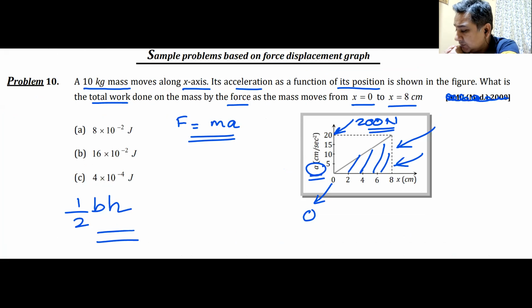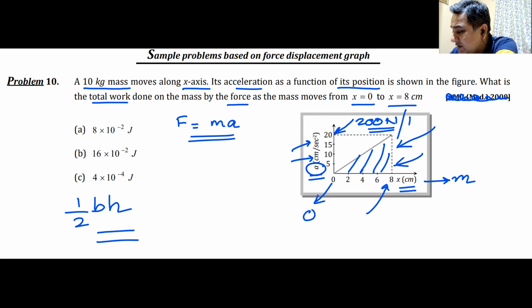I've done that, nothing else. Base is 8 centimeter. 8 centimeter has to be converted into meters. Here it is centimeter per second square, so it has to be converted into meter per second square. So you have to divide it by 100. I have not done that, I forgot. So I'll just do it now. Divide it by 100 and you will get your answers. I did not see the units. Okay. Am I clear?